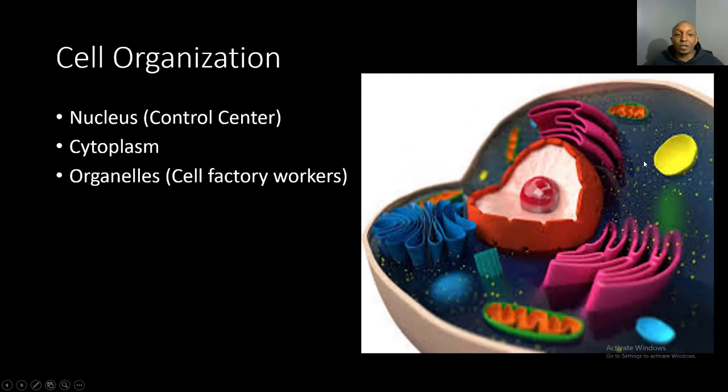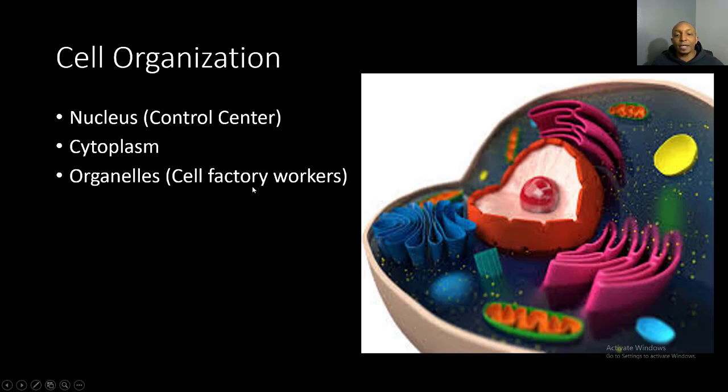So let's get started. We'll start off with cell organization. The nucleus is the control center of the cell. So the nucleus is located right here, and it calls the shots and gives the orders. So it tells all the other organelles in the cell what to do. And then we have the cytoplasm. The cytoplasm is this jelly-like substance in which all the other organelles are located.